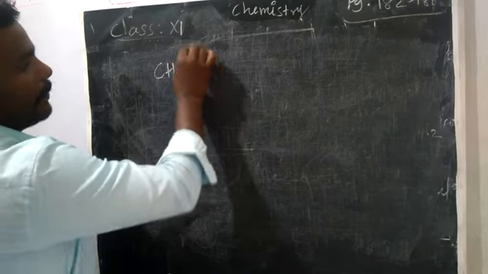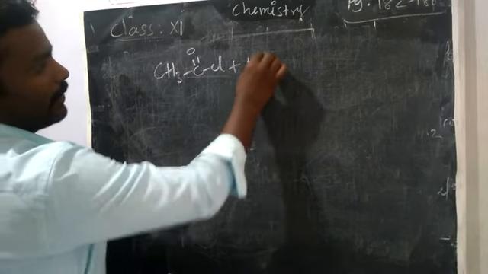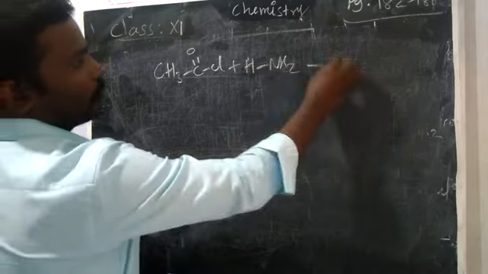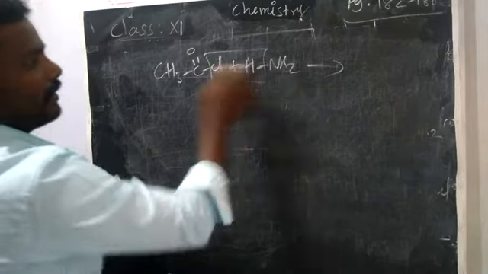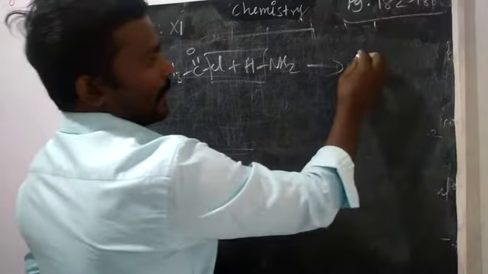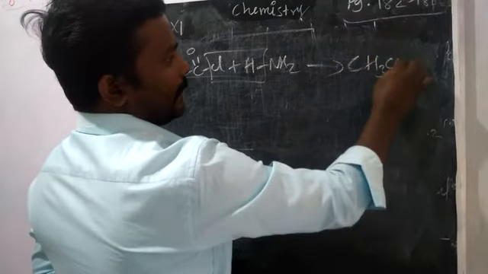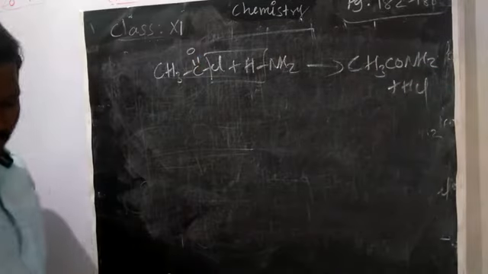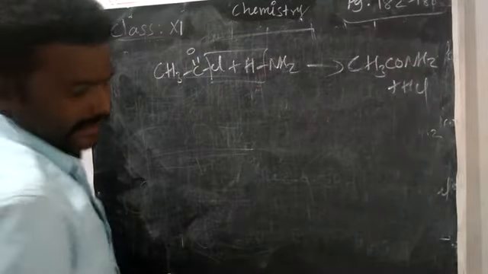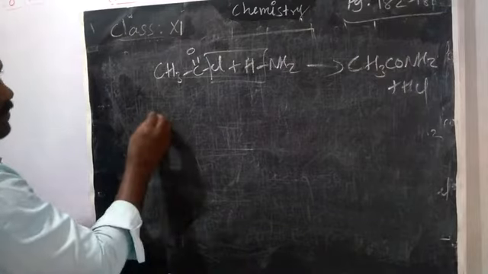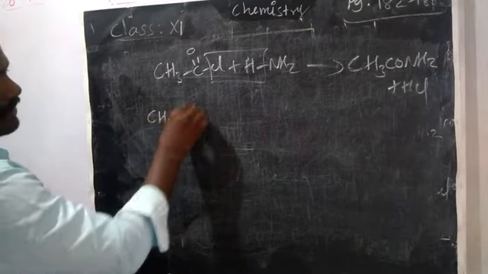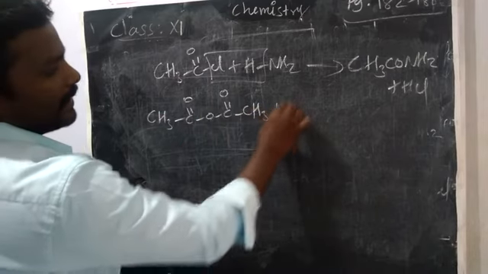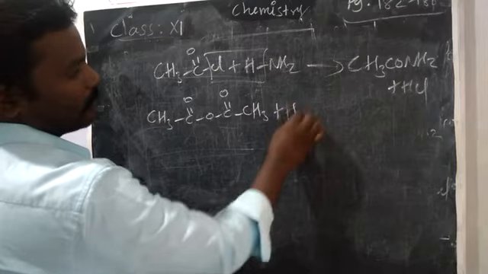CH3C=OCl, acetyl chloride with ammonia. How will you write ammonia? HNH2. Remove HCl, add it. So you will get the product acetamide with HCl. Okay. The next reaction, acetic anhydride with amine. CH3C=OC=OCH3. Acetic anhydride with same amine group.